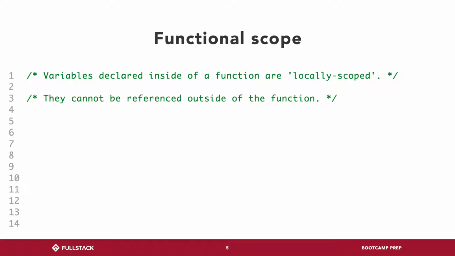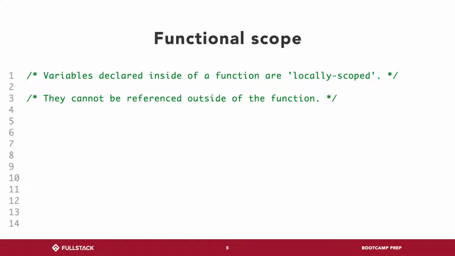Now this is functional scope. This is what we're going to encounter lots of, because we're going to be writing a lot of functions in this class and in the actual immersive program, and in your daily coding career you're going to be writing functions all the time. What's awesome about functions in JavaScript is that variables that are declared inside of functions are locally scoped.